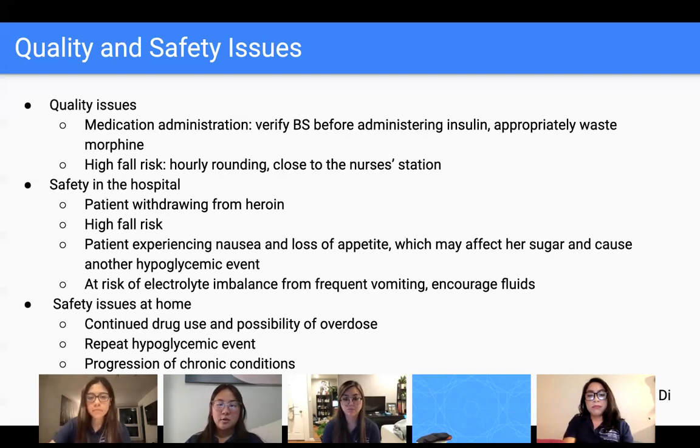At home, she should be aware of the safety risk of her continued drug use, and we should refer her to those support groups that we've already discussed, and her risk of repeat hypoglycemic events, and we can reduce those by getting her better at diabetes education. And we hope to use these tertiary prevention methods in order to reduce the progression of her chronic conditions. Next.